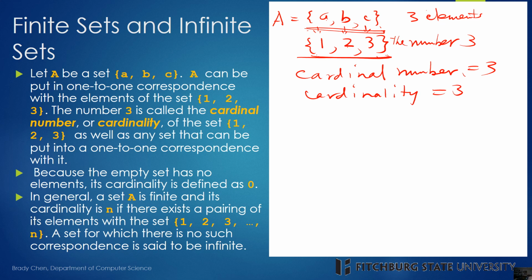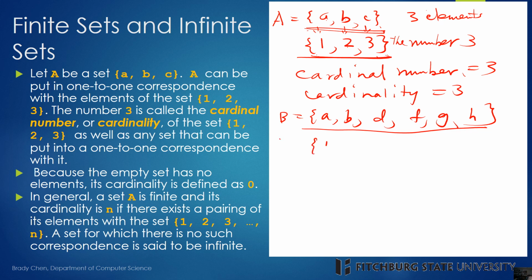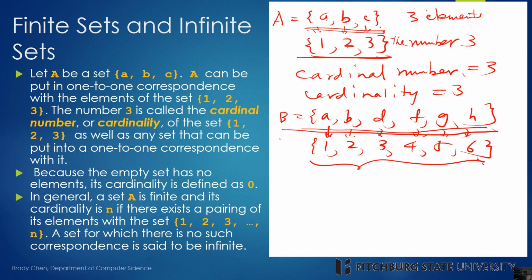So let's say I have another set B, which contains like a, b, d, f, g, h. Okay. So B contains 6 elements, and then we can map B to the set 1, 2, 3, 4, 5, 6. So we can easily build a 1-to-1 relationship, right? Now this one has a cardinality 6, so same for the set B. Okay. Now, so basically for a finite set, the number of elements defines the cardinality of the set.